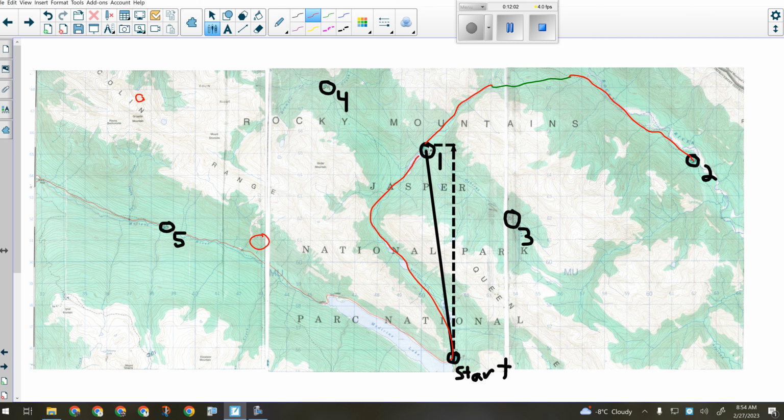Some people are just like, well, I'll just go straight across. Wow, that is not a good way to go. It might be shorter geographically, but it is certainly not going to be shorter chronologically or effort-wise. It's going to be very difficult.